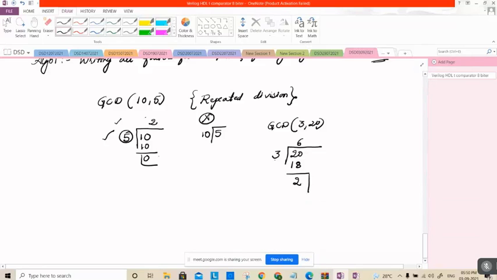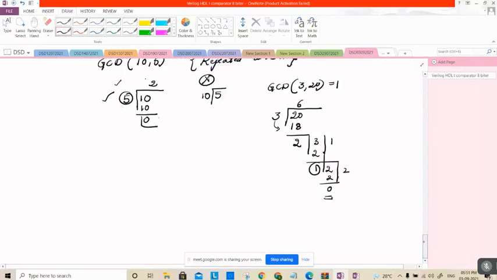Then 3 will come here, and 2 remains. 3 minus 2 is 1. So 1 times 2 is 2. This is equal to 0. The answer is equal to 1. Is it right? Yes, sir. The answer is equal to 1. Right.